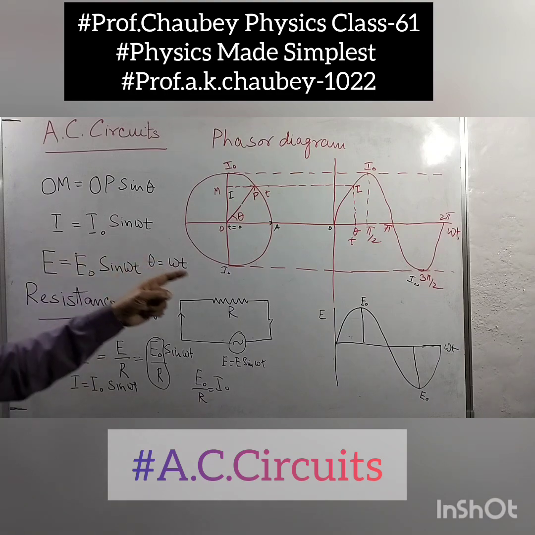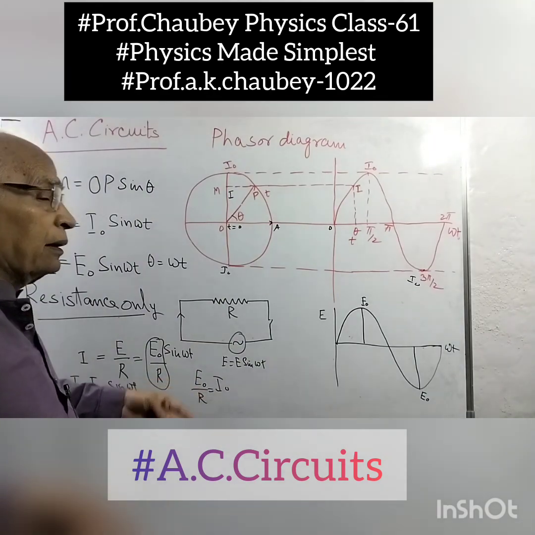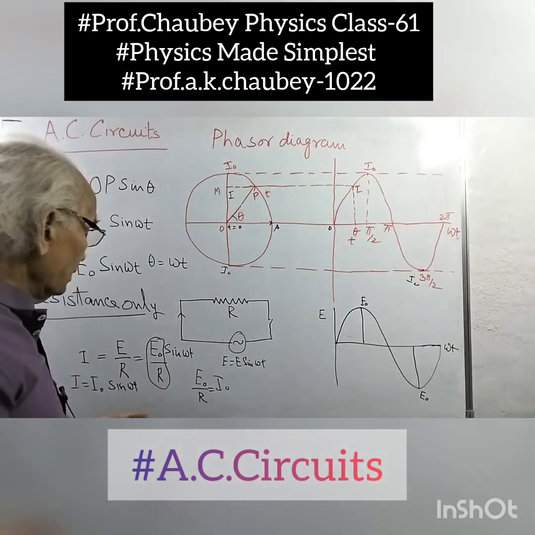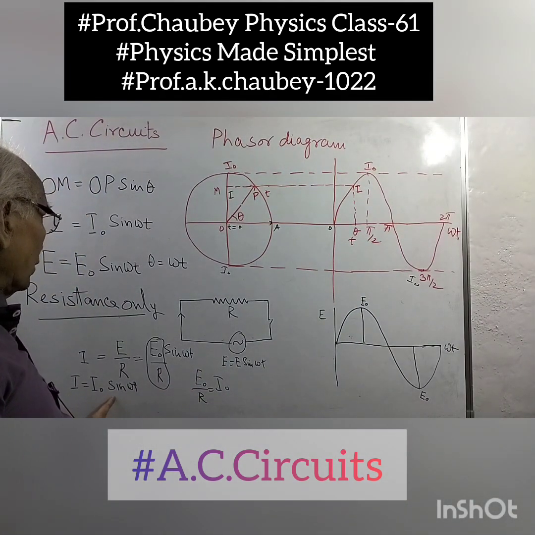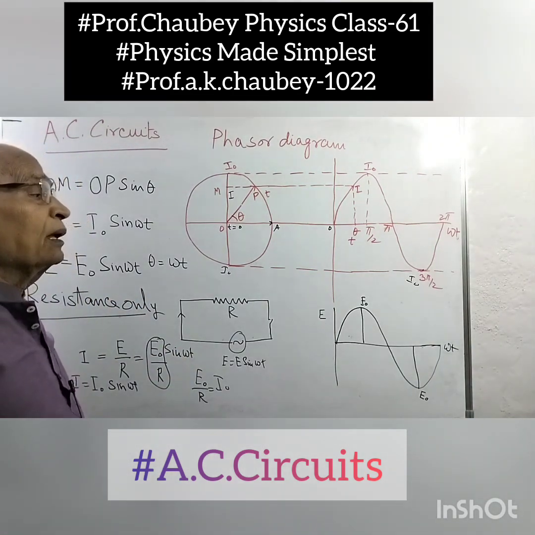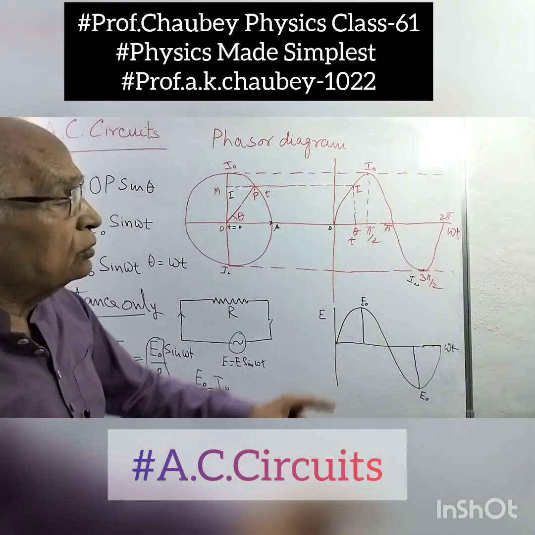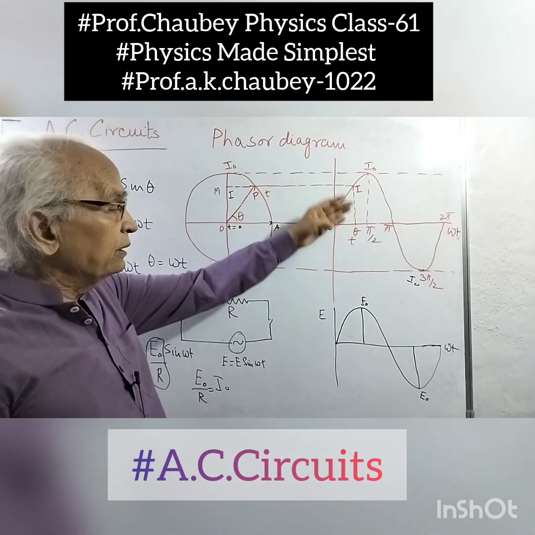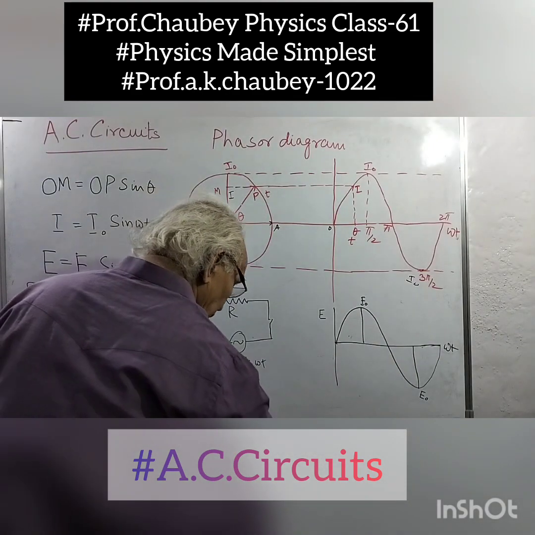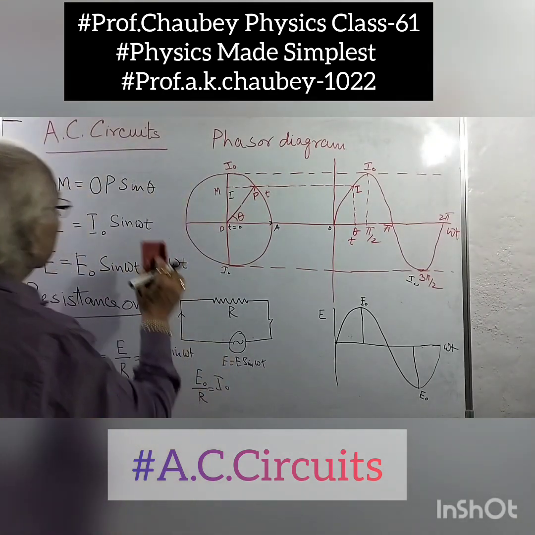So this means that the potential applied on the resistance R and the current in the circuit are such that current and potential both are in the same phase. Because current is I naught sin omega t and E is E naught sin omega t, both are in the same phase. Wherever potential is maximum, current is also maximum. Wherever potential is zero, current is also zero. So both you can show on the same diagram, that potential and current are in the same phase on the resistance only. So I is equal to I naught sin omega t is written here.